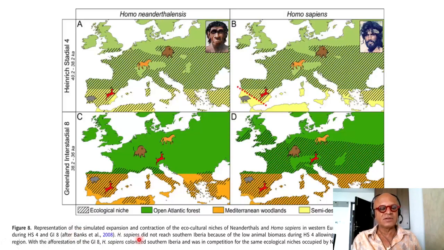interstadials at GI8. So just be careful. Homo sapiens did not reach southern Iberia because of the low animal biomass during HS4, allowing Neanderthals several years of survival in this region. Again, interpretations. With the afforestation of the GI8, Homo sapiens colonized southern Iberia and was in competition for the same ecological niches occupied by Neanderthals, leading to their niche contraction.